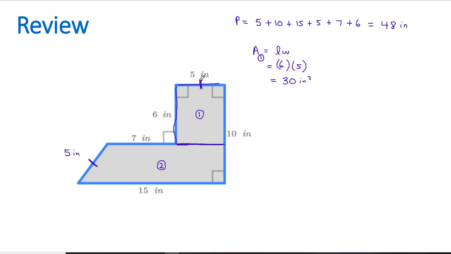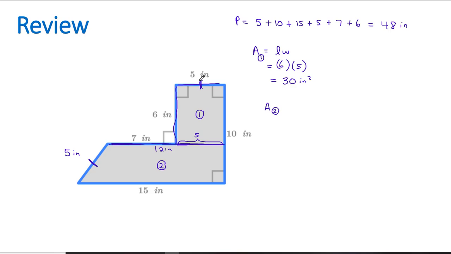For the area of my second shape, it's a trapezoid because it has this kind of jutting side to it, and that side is not parallel to the other side, so the two parallel sides are the top and the bottom. This is 7 plus the 5. So in total, from one side to the other is 12 inches. And the bottom is 15 inches, so that's A and B.